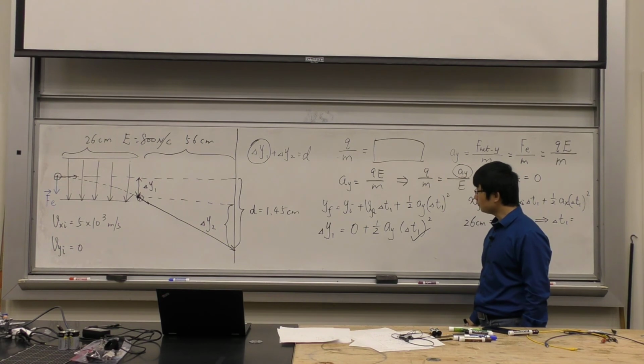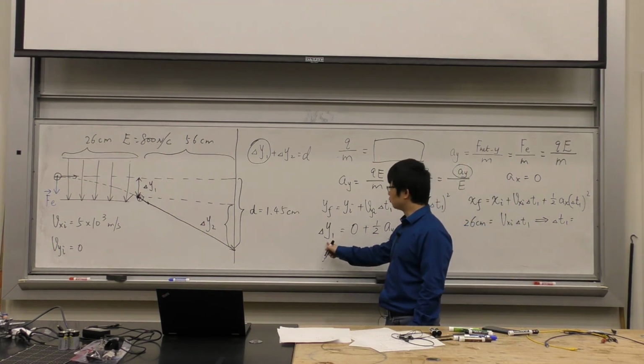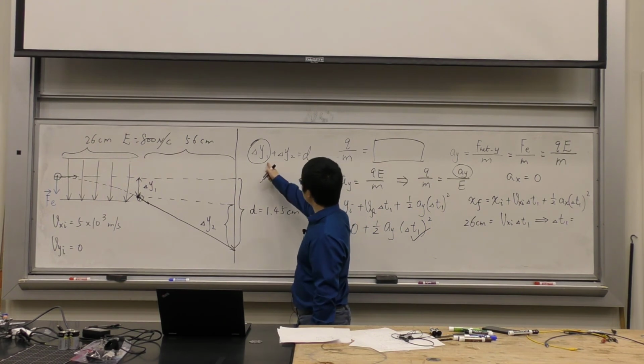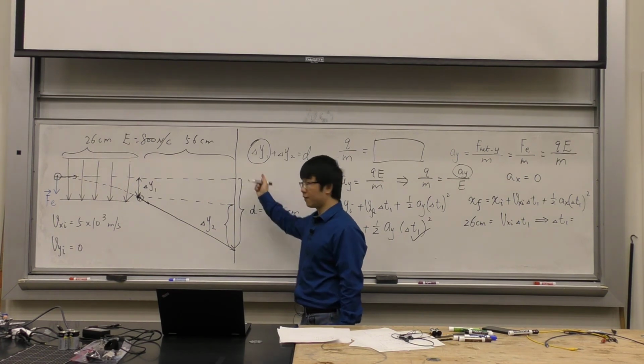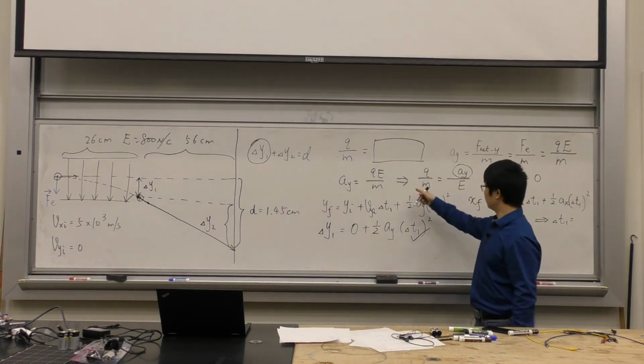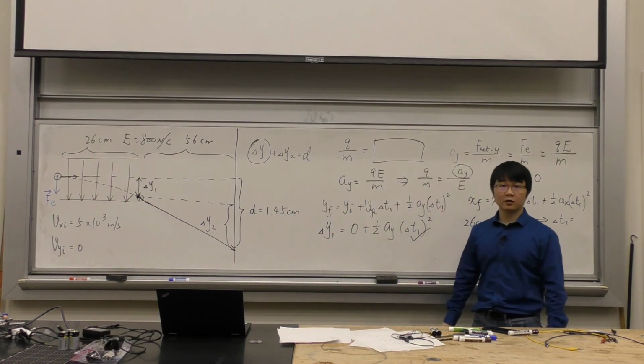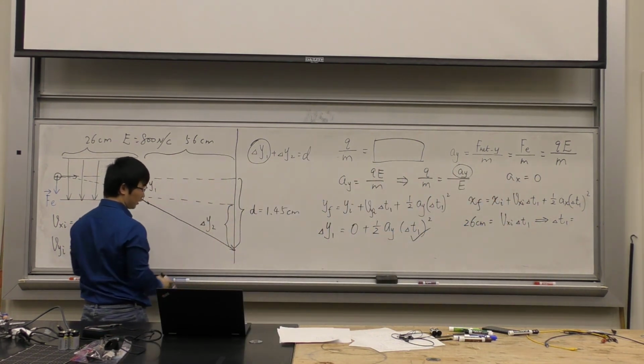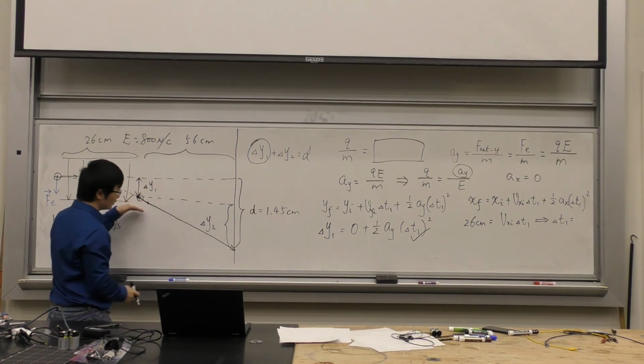Okay, so all I need to find is delta y1. Okay, but I only know delta y1 plus delta y2 equals this number. If I can find delta y2 and subtract that from this right hand side, then I will get delta y1, and then I can find a_y and then go ahead and find the charge-mass ratio. Now let's move to the second process. This is actually easier.